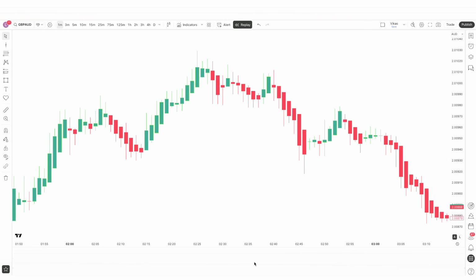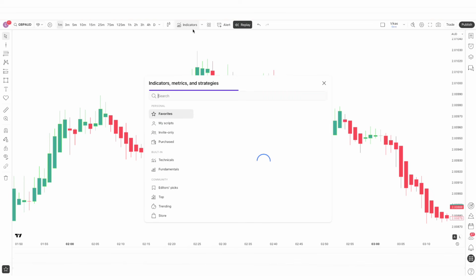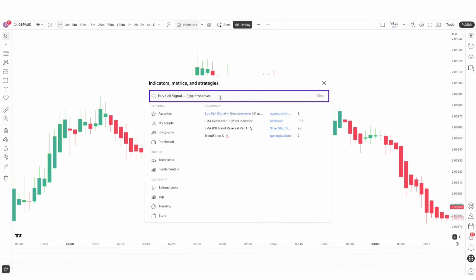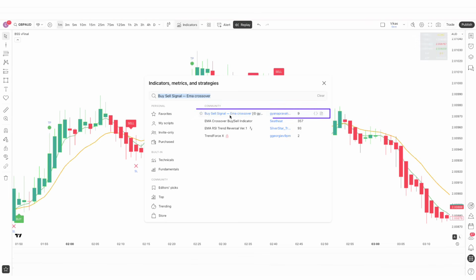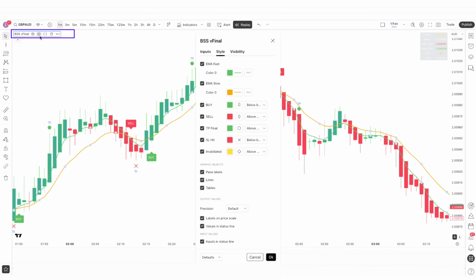Let's start the video. We open the GBPAUD 1-minute chart and don't sweat the time frame either. Next, you'll want to find those magic indicators. Head over to the Indicators tab and search for the Buy-Sell Signal EMA crossover. Select the indicator made by Guiana Prava and add it to the chart. Now the indicator settings change for signals.